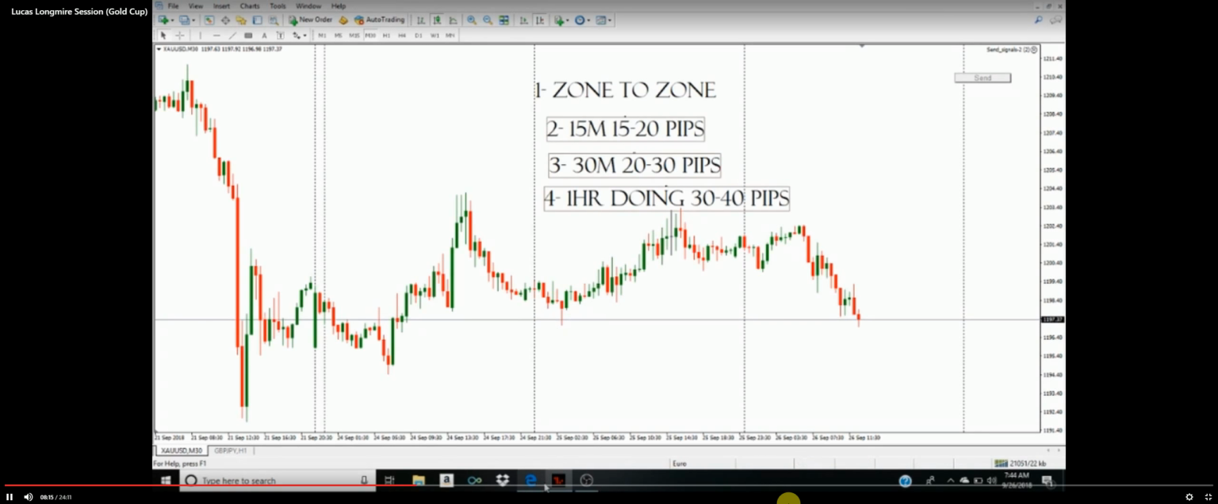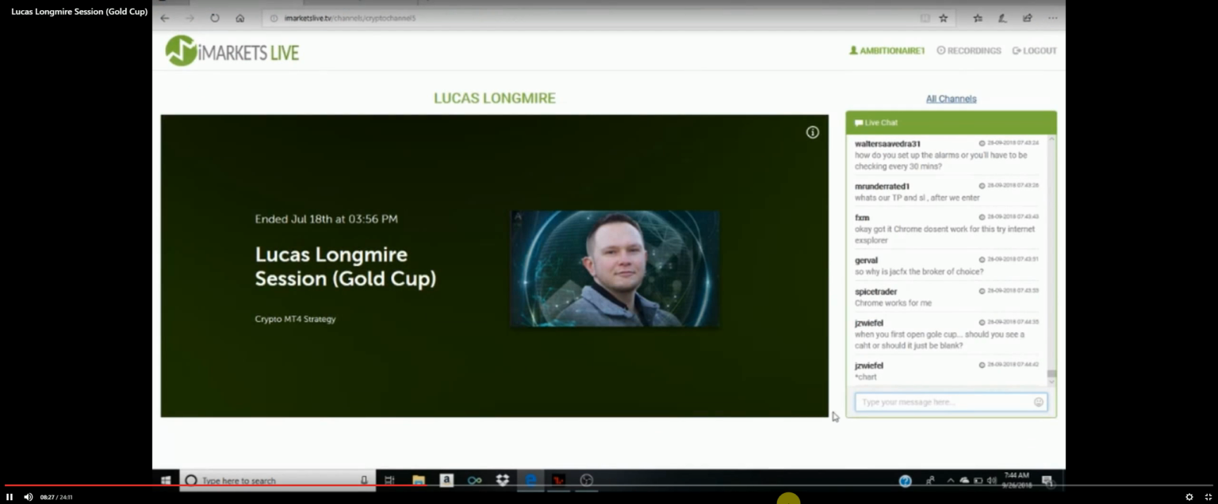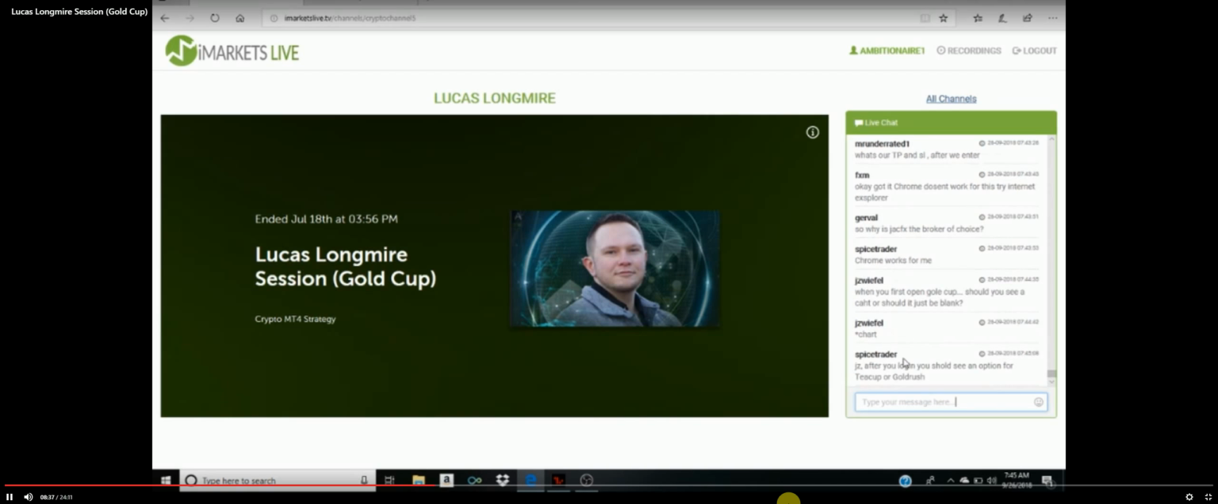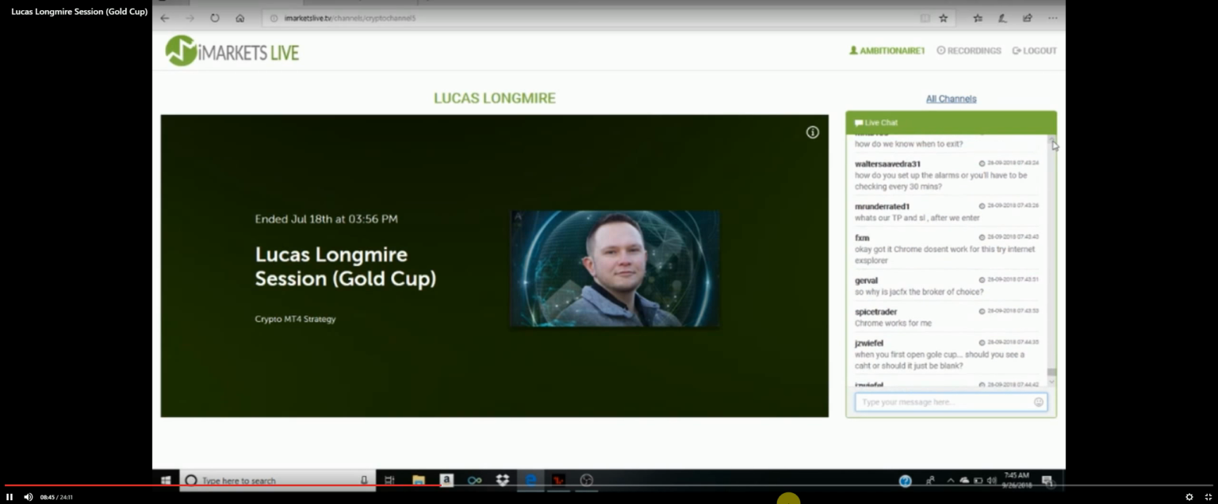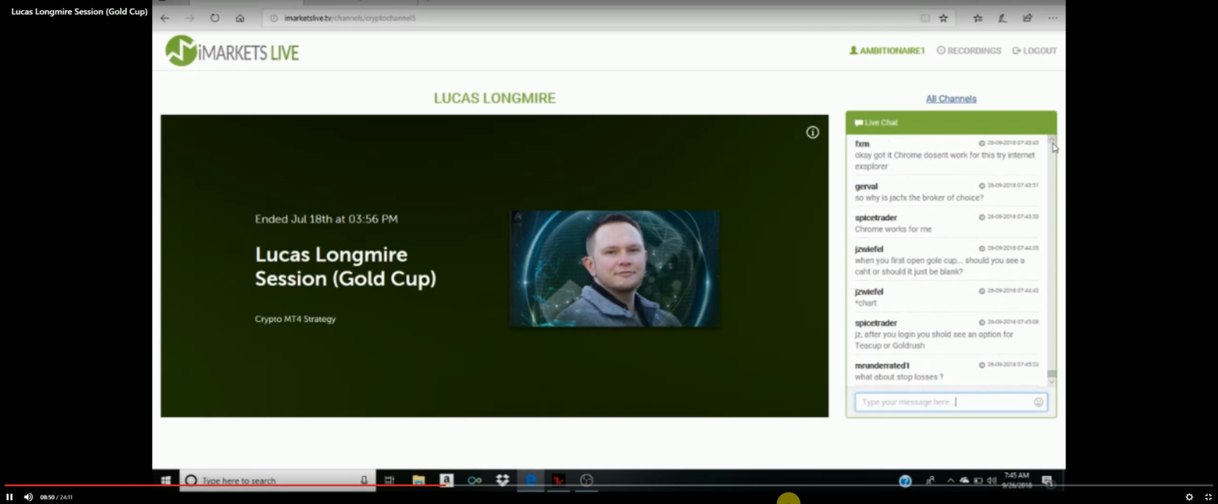So that is your pip goal. Like I said, we're going to have a few strategies with it and teach you a little bit with the scanner. Does anybody have any questions over the take profit, stop loss?